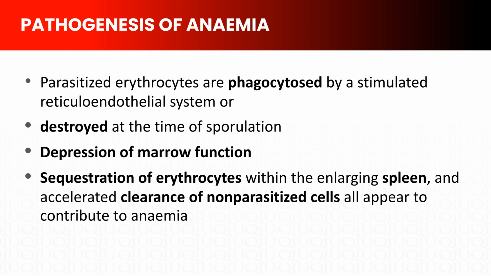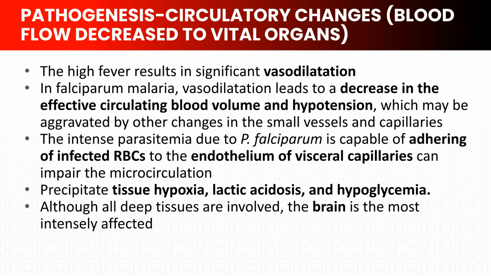Remarkably, even non-parasitized red blood cells show accelerated clearance, possibly due to immune-mediated destruction or alterations in cell membranes caused by circulating parasite products. All these mechanisms combine to produce the severe anemia seen in malaria, particularly in children and during falciparum infections. Circulatory changes are particularly important in falciparum malaria and can lead to life-threatening complications. The high fever causes significant vasodilation throughout the body. In falciparum malaria, this vasodilation leads to decreased effective circulating blood volume and hypotension, which may progress to shock.